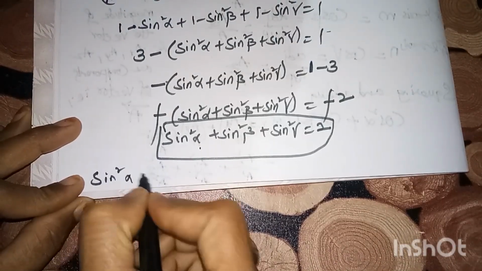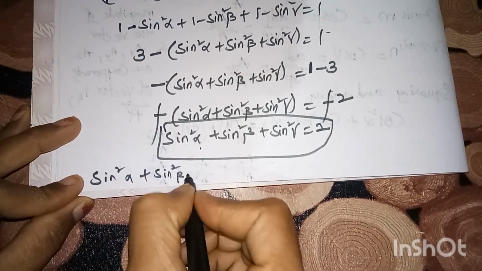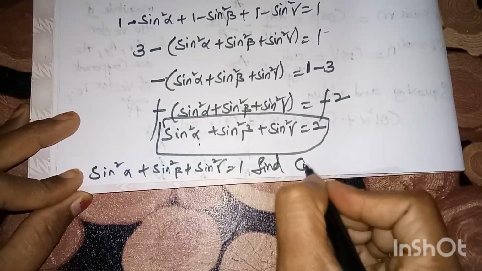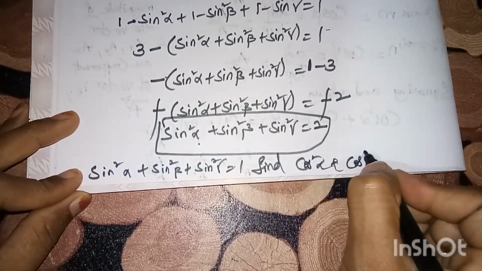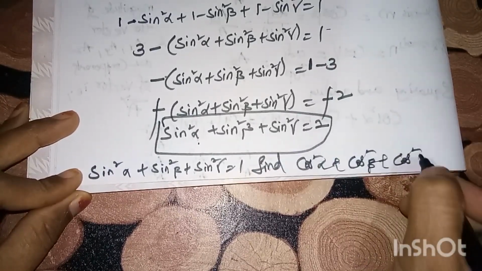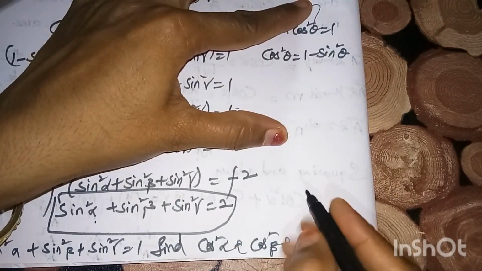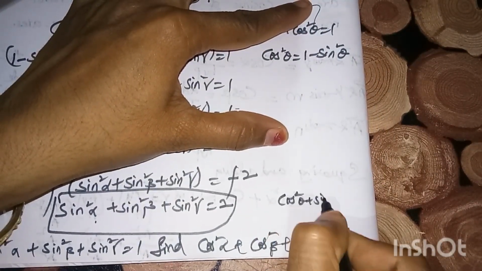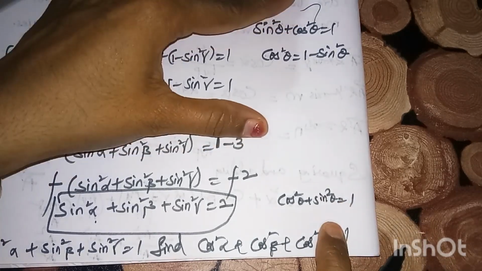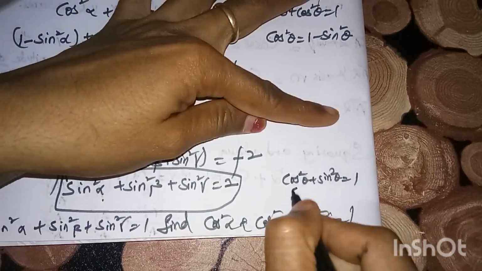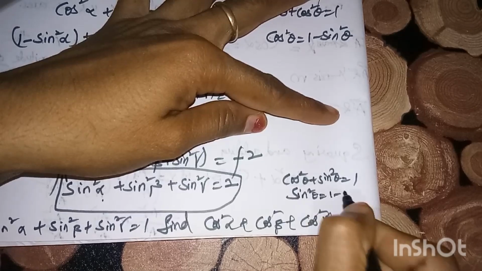Sin square alpha plus sin square beta plus sin square gamma is equal to 1. They have given this and they ask to find cos square alpha plus cos square beta plus cos square gamma is equal to question mark. How can you find this? You know that cos square theta plus sin square theta is equal to 1. What you want here is to replace sin with cos. So sin square theta is equal to 1 minus cos square theta.